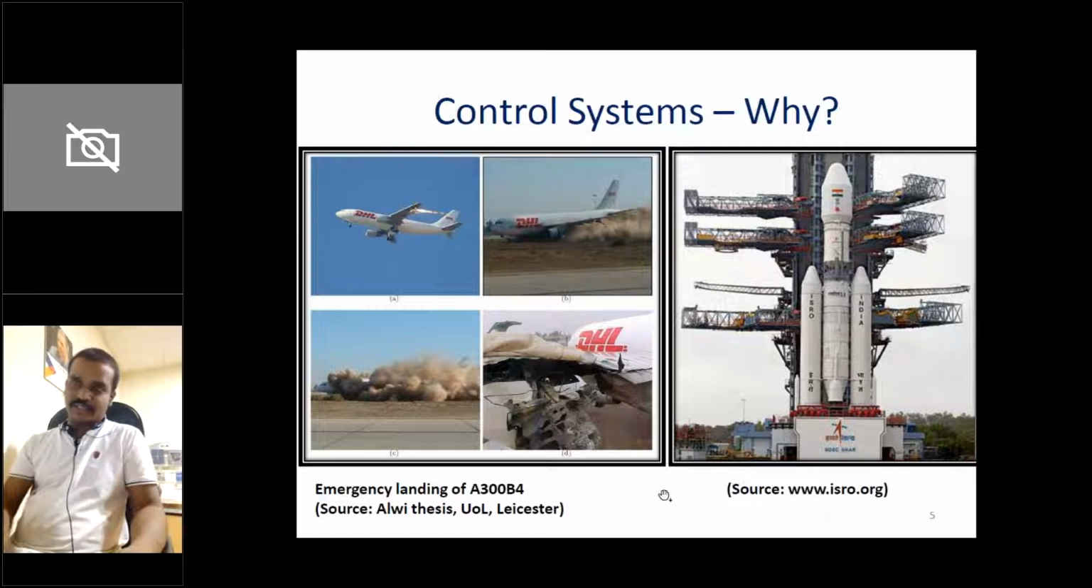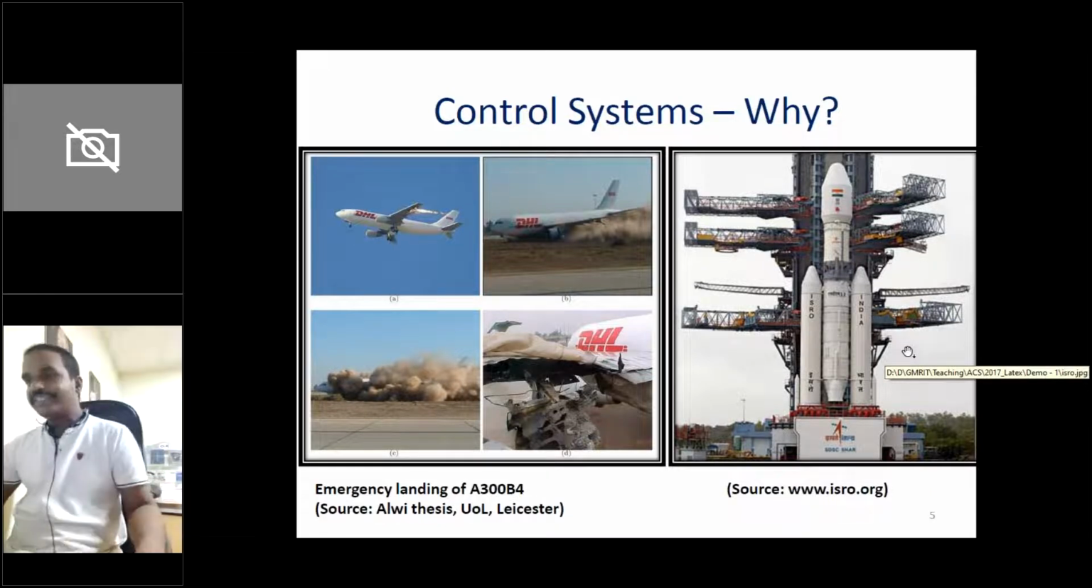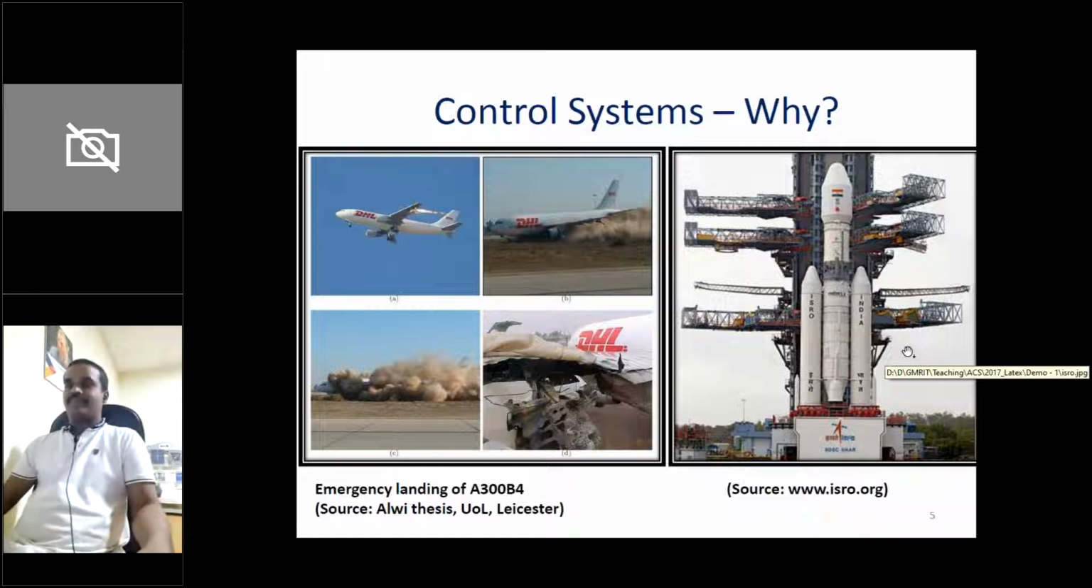So this is one such example why the control system is required. And another one is this is the ISRO's vehicle. So whatever you are seeing there is one of the ISRO's launch vehicles. There also the control system plays a crucial role, because once you design the trajectory to travel for this launch vehicle, how do you ensure that it is traveling in the trajectory?